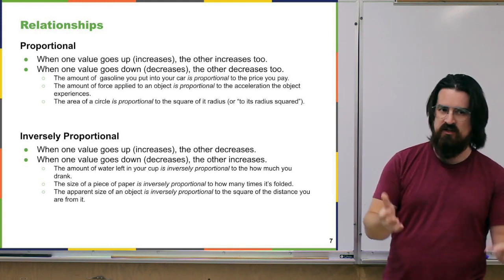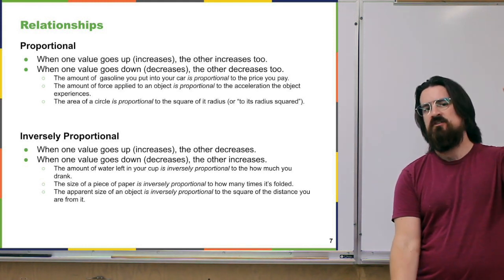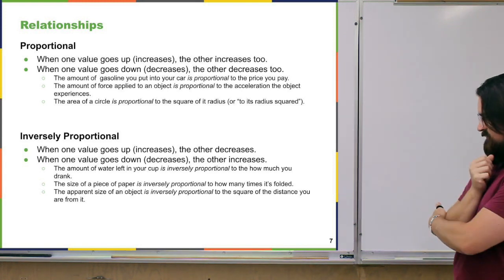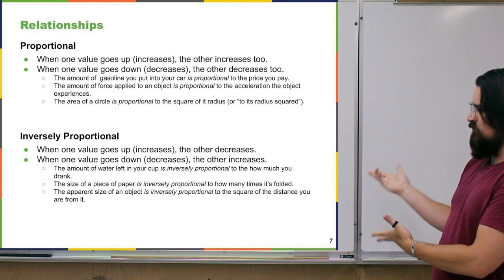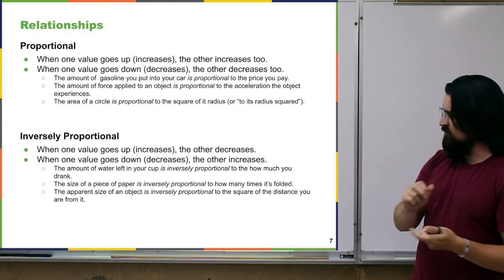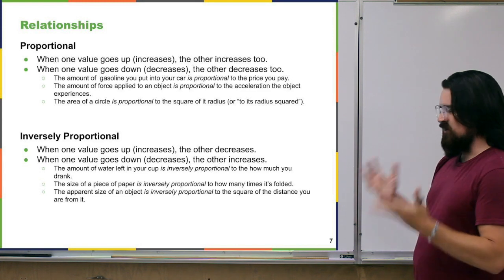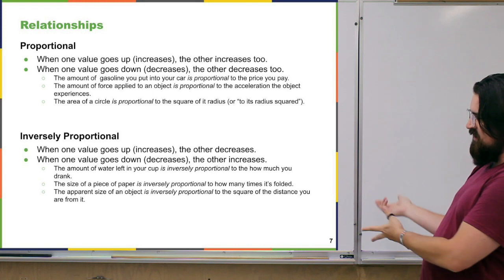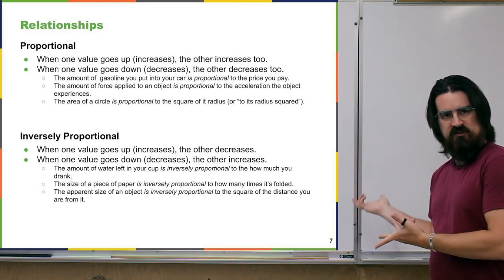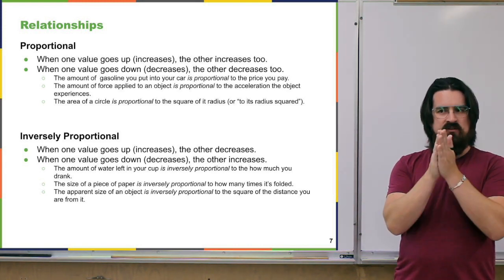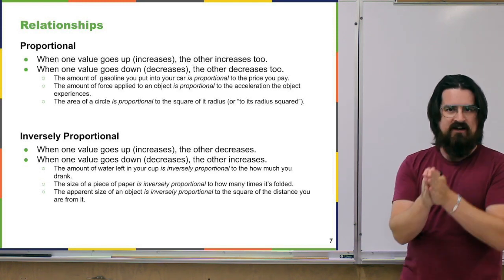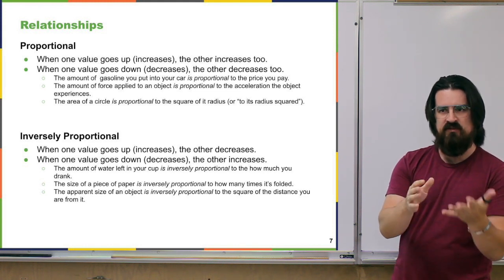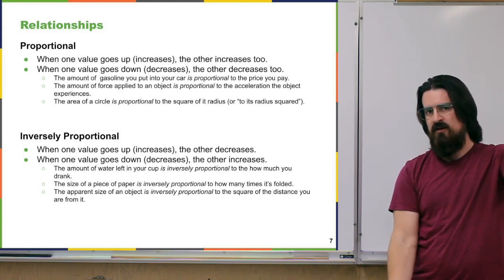So the opposite then of proportional is inversely proportional. This is a relationship where if one thing goes up, it means the other has to go down. Or if the first thing goes down, it means the other has to go up. Sort of doing the opposite thing. So one example might be the amount of water left in your cup is inversely proportional to how much you drank. If you drank a lot of water, there's not much left in your cup. Or the size of a piece of paper is inversely proportional to how many times it's folded. Take a piece of paper, fold it once, it's now half as big as it was. Fold it twice, it's half again, it's a quarter as big as it was, right? So the more times you fold it, the smaller the paper is getting.